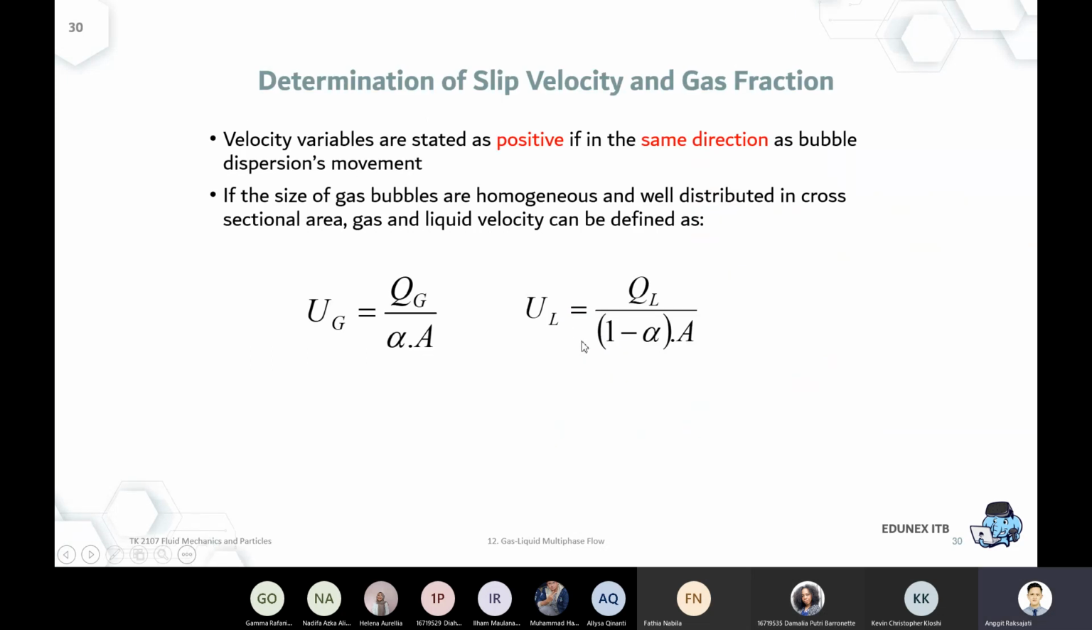Slip velocity, I think, will be explained in more detail in the next topic after the second exam. U usually means linear velocity, in meters per second. Q is the debit, the volumetric flow rate. Again, that's divided by the square meters of the pipeline, and alpha is the void fraction, the filled area of the pipeline.